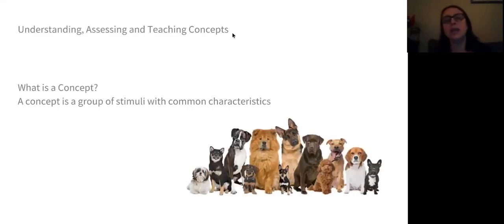Now, once we start getting into the next chapter, what we're really looking at is assessing and teaching concepts. So we're going to start right at the beginning with what is a concept. A concept is a group of stimuli with common characteristics. Now here you can see dogs. When a baby sees a dog, how does it know that a beagle is the same kind of dog as a chihuahua? Well, it's being exposed. It's having a lot of experience with understanding what a common characteristic is, that a dog is a dog.